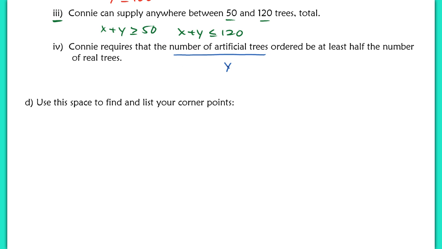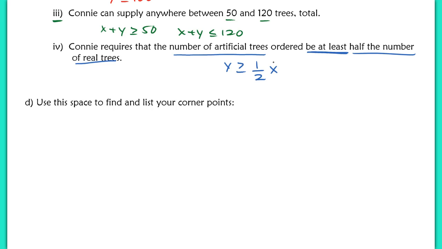This variable is supposed to be at least half the number of the real trees. Now think about what the word at least means. So this is the next thing that we're going to translate into a math symbol. The word at least does not mean less than. It means that quantity should be bigger than the other. At least means to be greater than or equal to some other amount. That other amount is half the number of real trees. If I want to write half the number of real trees, that's simply 1/2 x. So it's actually really straightforward if you break it down piece by piece.